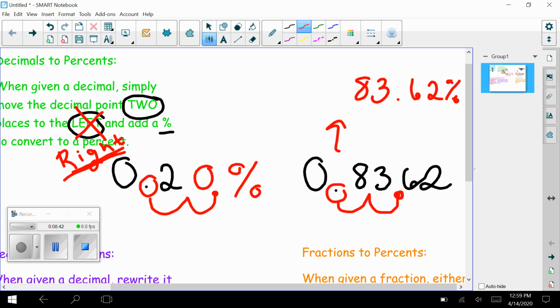Pretty simple. No matter if we have something as simple as this first question or complicated like this next decimal, we still use the same instructions every time. And remember, we're doing the right, not the left, like I originally said.